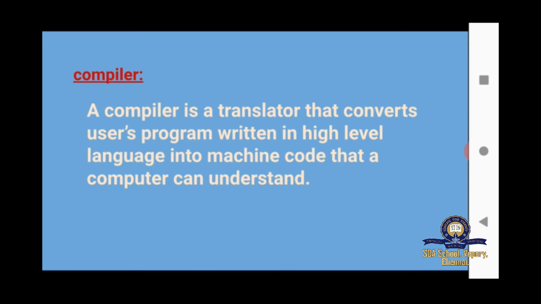If we want to know the translation of some word, we go to Google and search for it, right? Like this, the computer uses a compiler. First, it converts a user program in high level language into machine code that a computer can understand.